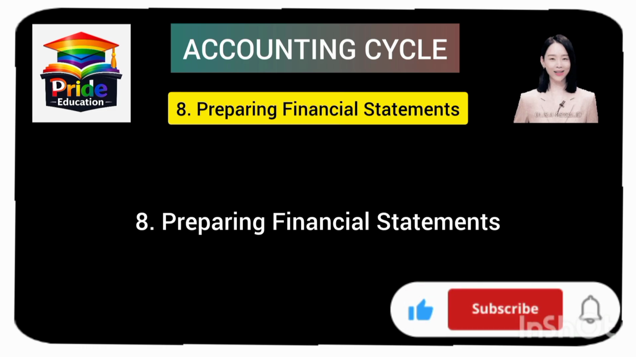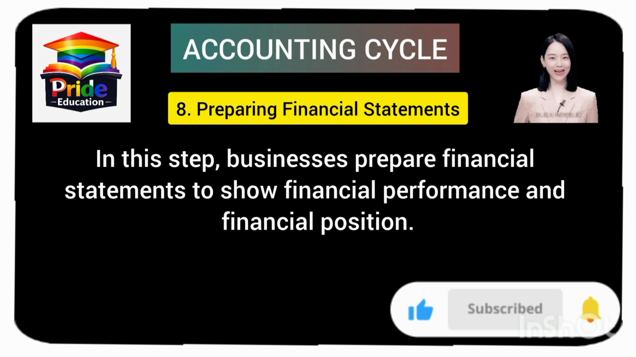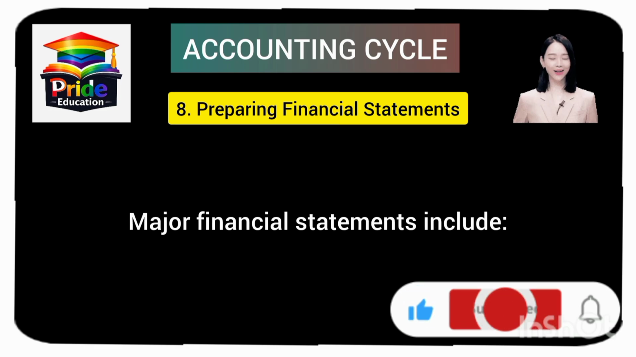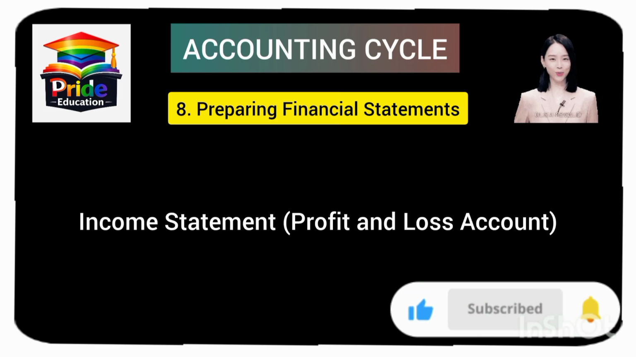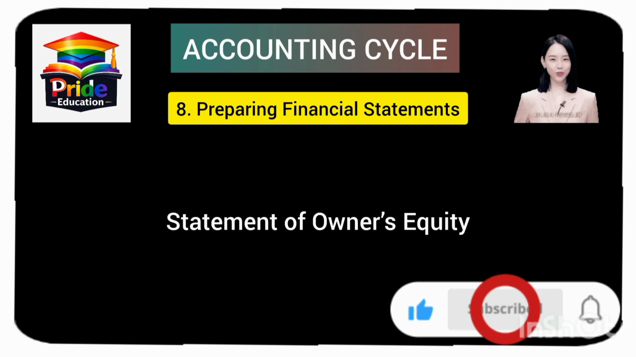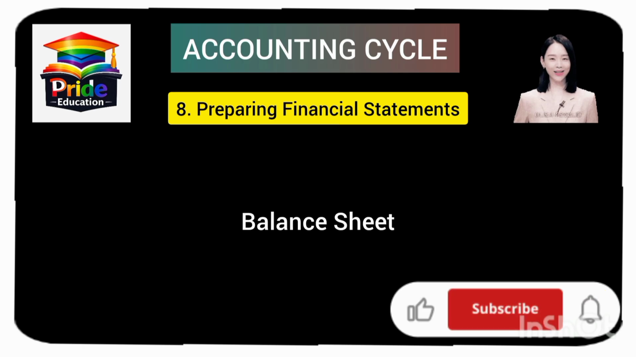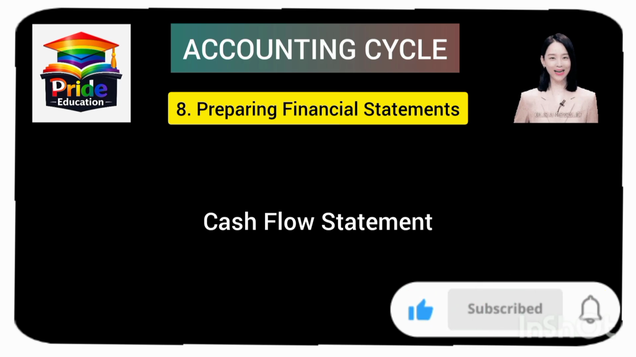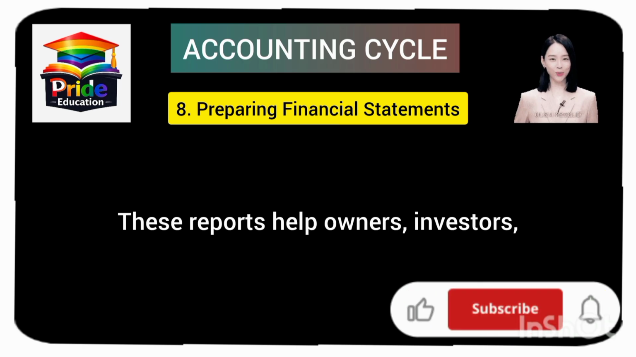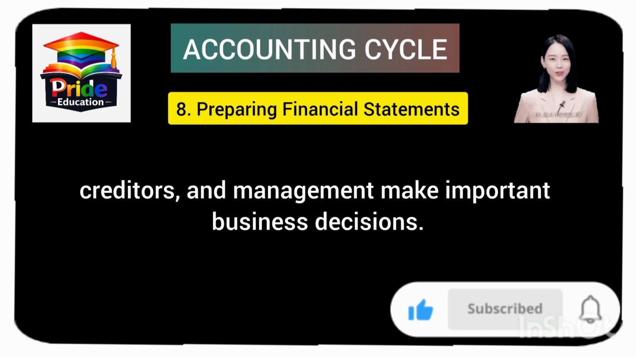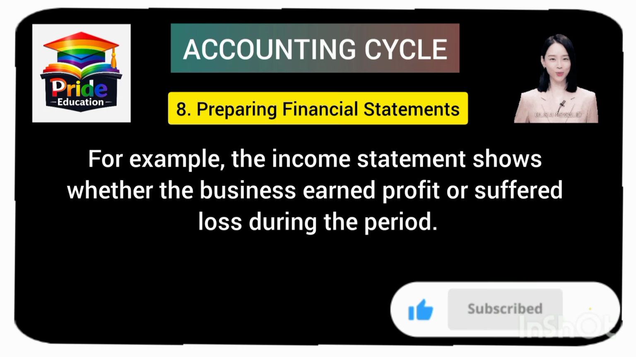8. Preparing financial statements. In this step, businesses prepare financial statements to show financial performance and financial position. Major financial statements include the income statement, profit and loss account, statement of owner's equity, balance sheet, and cash flow statement. These reports help owners, investors, creditors, and management make important business decisions. For example, the income statement shows whether the business earned profit or suffered loss during the period.